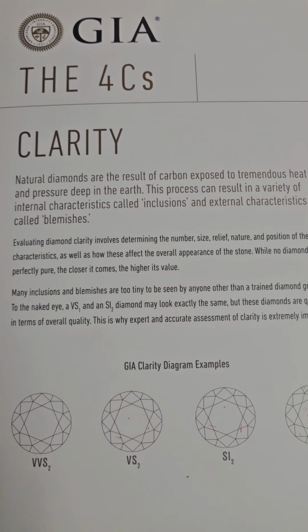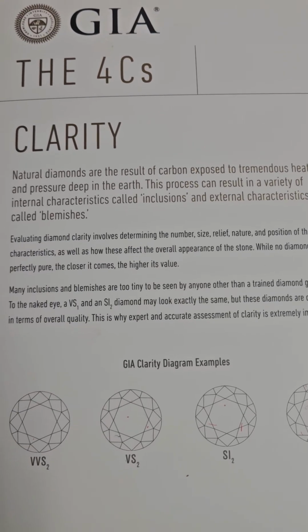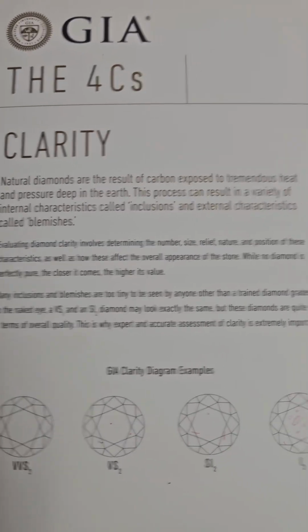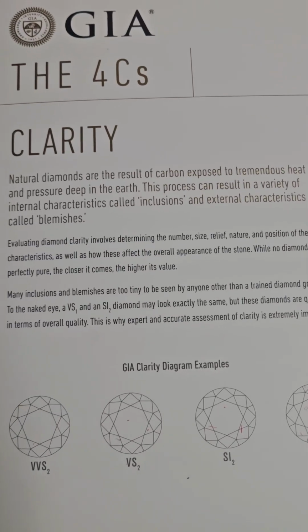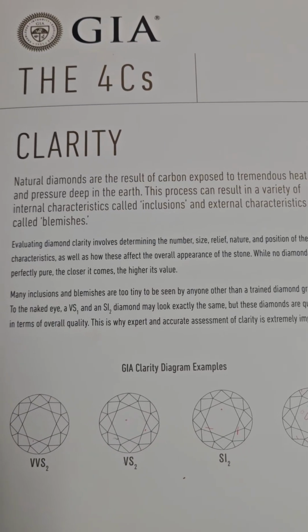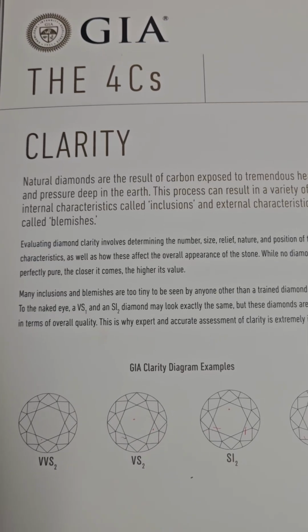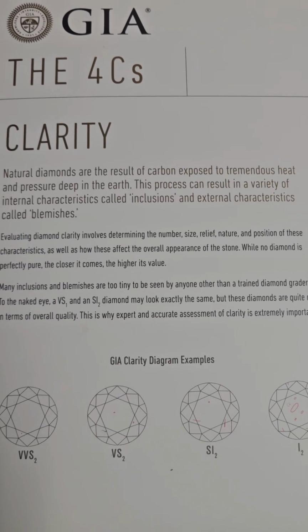Good morning, everyone. So let's talk about one of the four C's of a diamond, and today we're going to discuss clarity. As you can see in front of me, I've got my cheat sheet for clarity. We grade diamonds in four different classifications: color, clarity, cut, and carat weight. So today let's talk about the actual clarity of a stone.